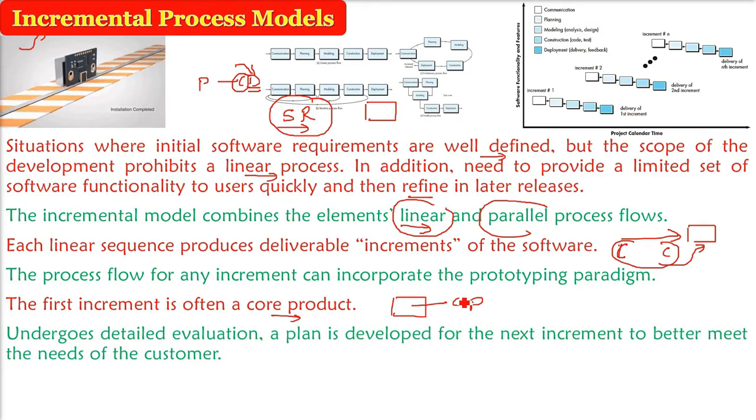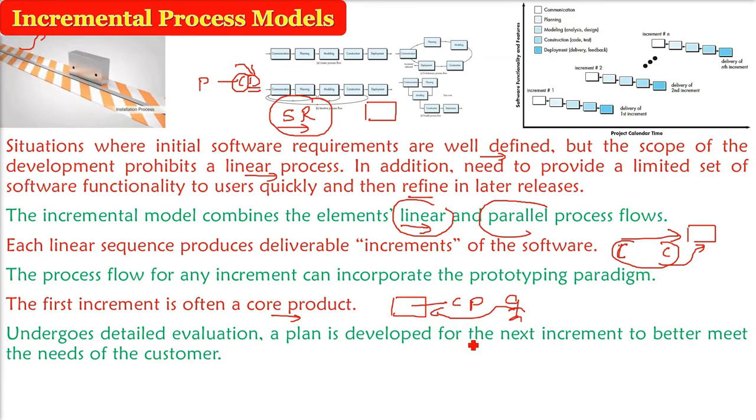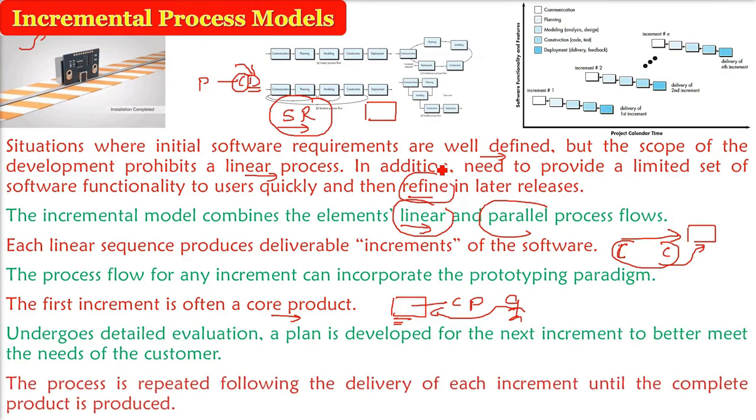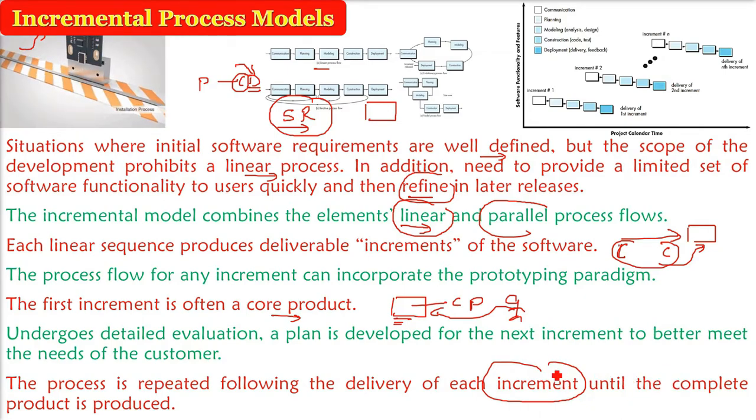Now you will give it to the user. Once you give this first increment to the user, the user is going to evaluate it. It goes through multiple evaluations. And then you will plan, and the user will plan, what we are going to give in the next increment, because we need to fulfill the customer need. And this process will be repeated again and again, because you are delivering in increments, until the complete product with all the functionality, all the features, all the requirements has been made. So this increment is done multiple times following the sequence rule.